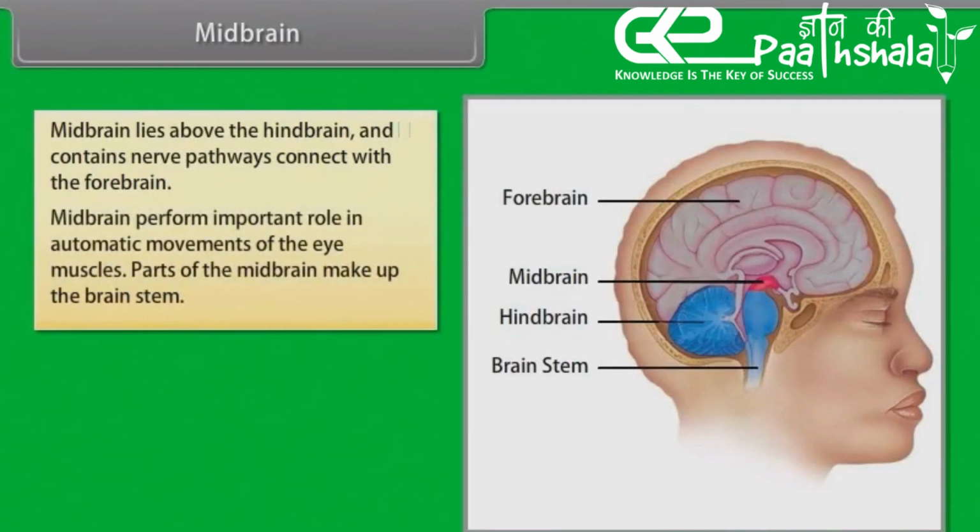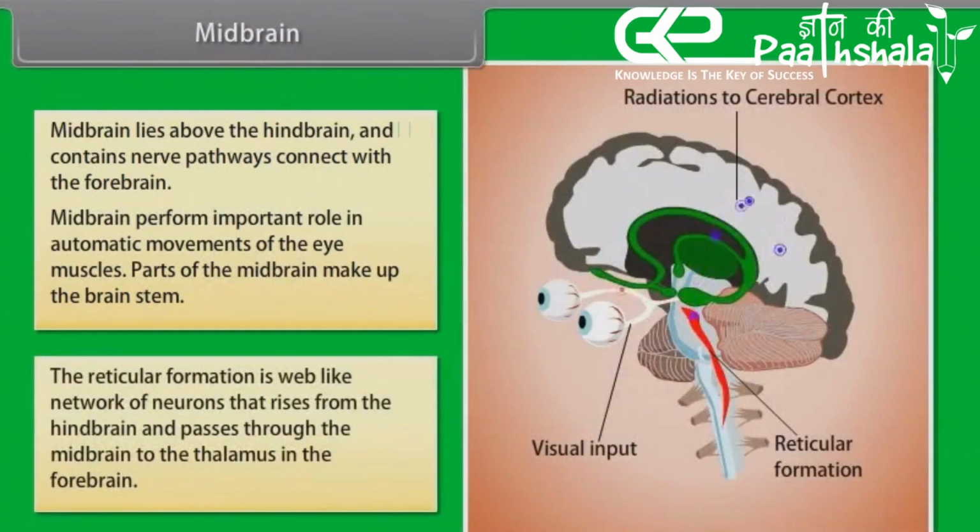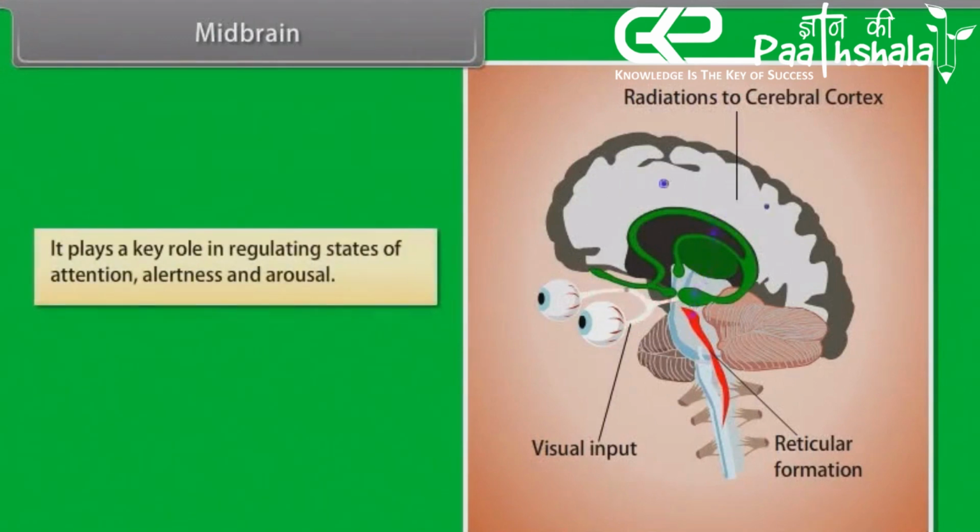The midbrain performs an important role in automatic movements of the eye muscles. Parts of the midbrain make up the brain stem. The reticular formation is a web-like network of neurons that rises from the hindbrain and passes through the midbrain to the thalamus in the forebrain. It plays a key role in regulating states of attention, alertness, and arousal.